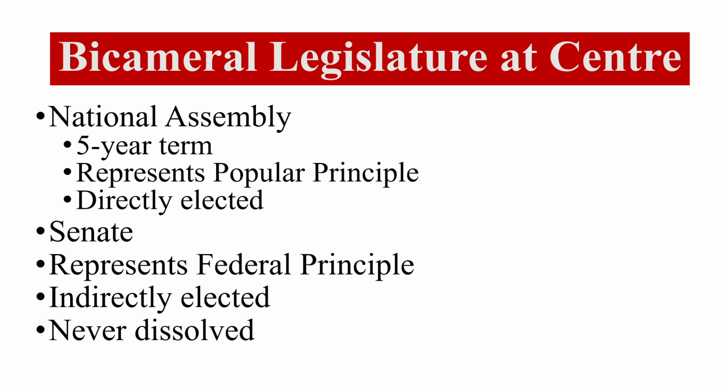The Senate represents the federal principle in Pakistan, and all four provinces, regardless of their population, have equal representation in the Senate. The members of the Senate are indirectly elected by the members of the provincial assembly concerned. For example, the senators from Punjab are elected by the members of the Punjab assembly, and the same goes for other provinces. The Senate as a whole is never dissolved. The members of the Senate are elected for 6 years each, and they retire after 3 years, and then new members come and the Senate is reconstituted. But the Senate as a whole is never dissolved.